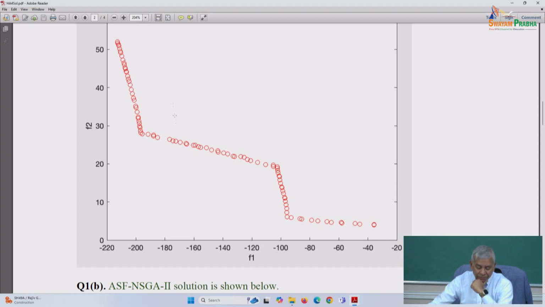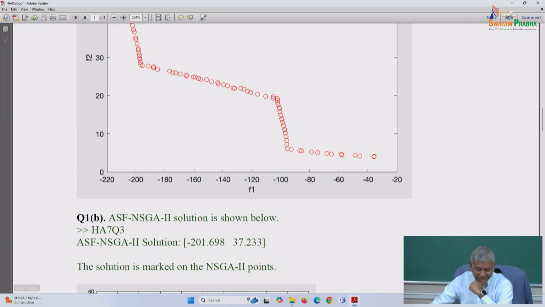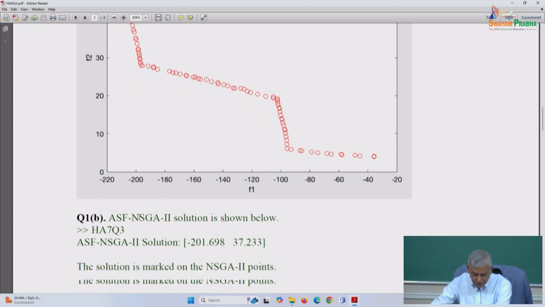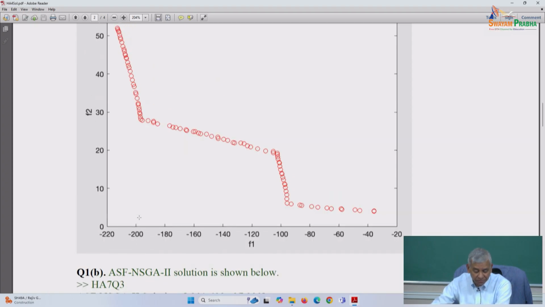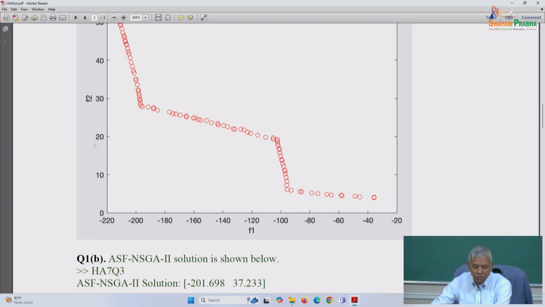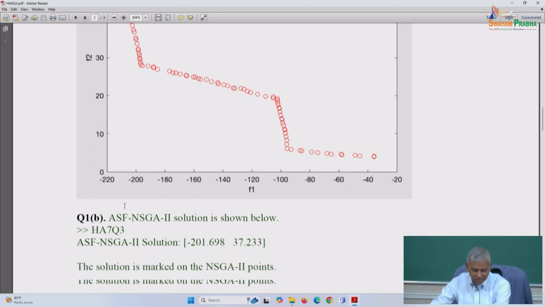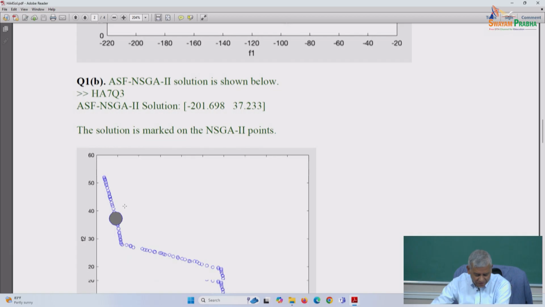Now for each of the solutions we find the ASF, and there was a function I gave, right? Max of 2 components, one with f1 minus z1 divided by w1, and f2 minus z2 divided by w2. w1, w2 are mentioned in the question. For each of them you compute ASF and find the minimum one, which solution corresponds to the minimum. That's not an optimization, that's just a search, right? When you do that, I found this one, I put it in a little bigger circle. This point turns out to be the best for ASF.